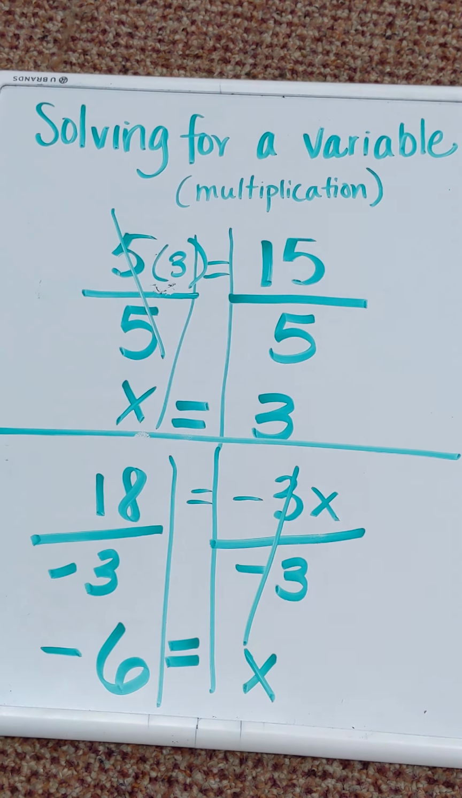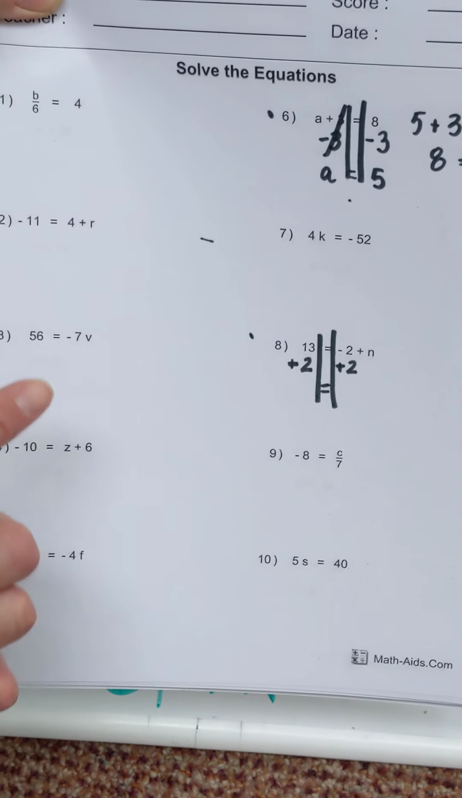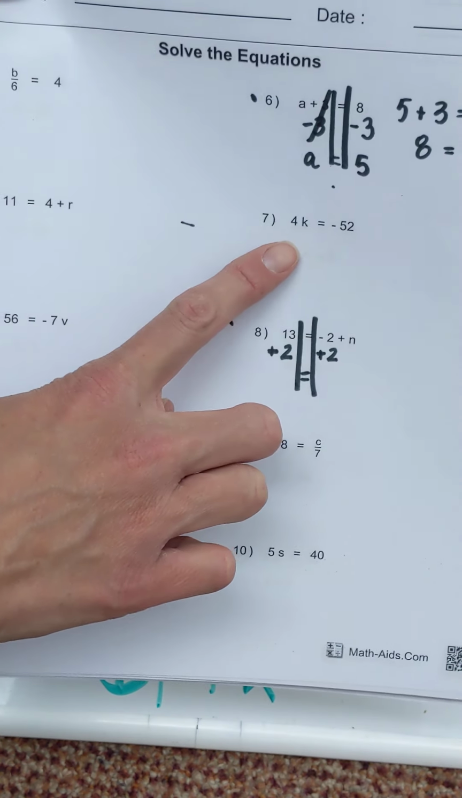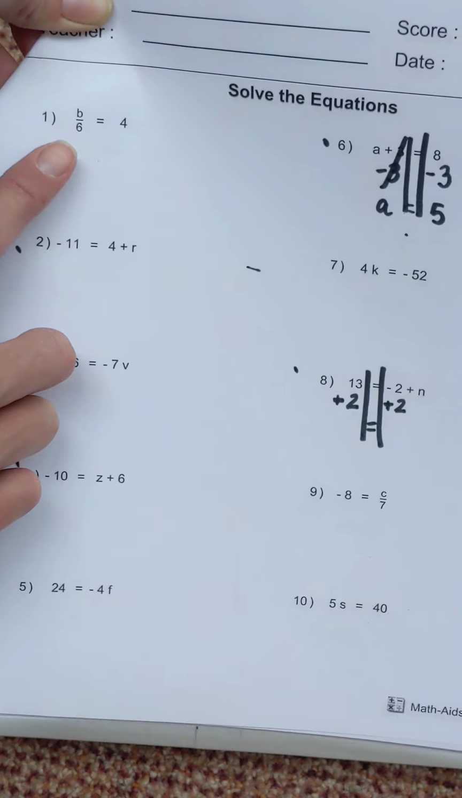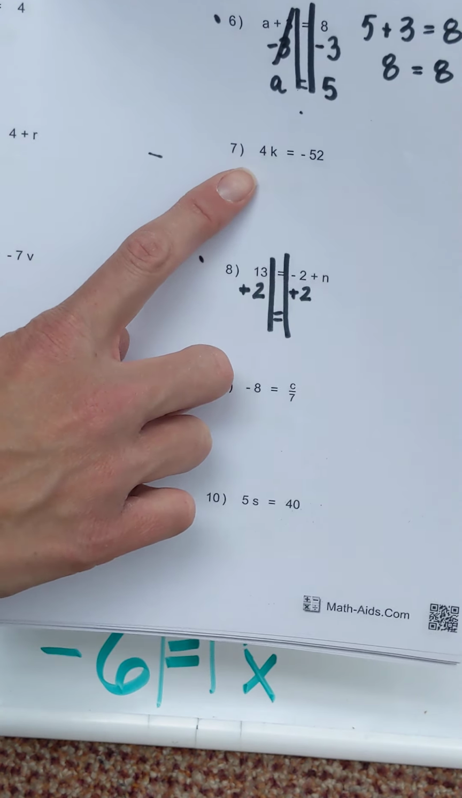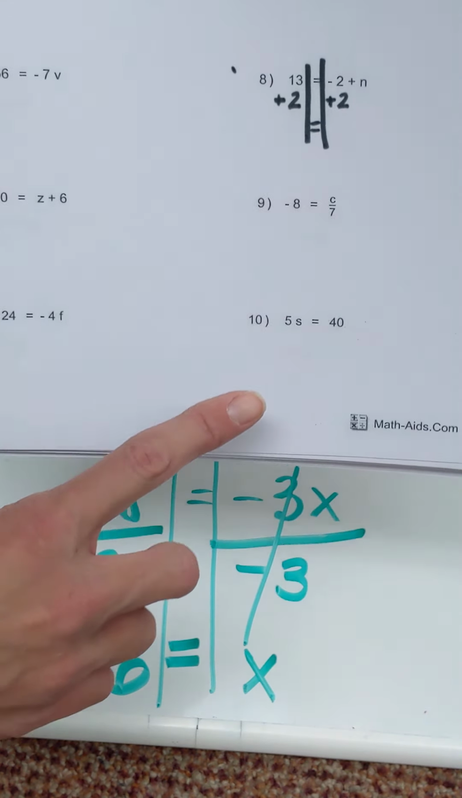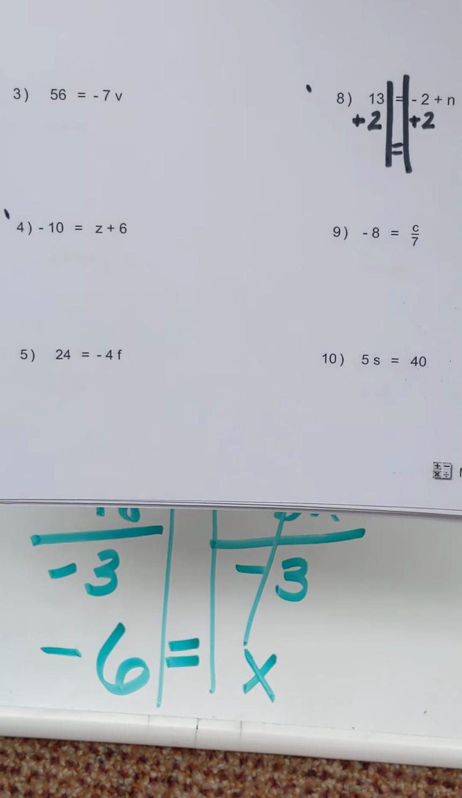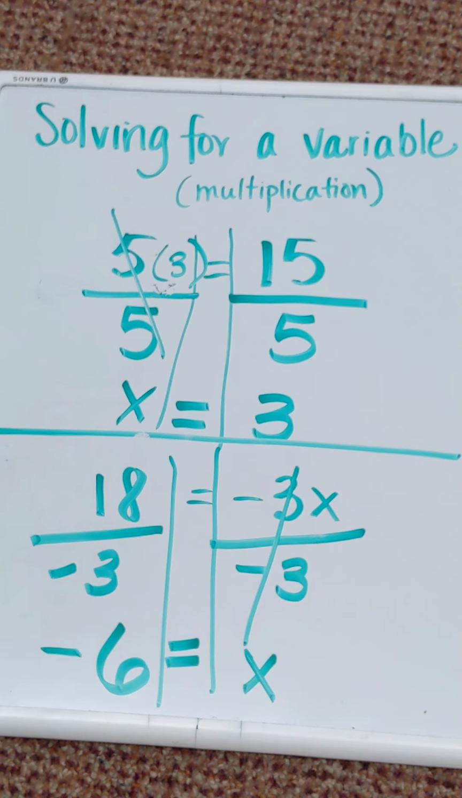So I would like you to go through and find any of your problems in your packet that have multiplication, which means it has it right next to it. So like that's a multiplication one. This is division. That's a little different. We'll talk about that next week. So let's just do the multiplication ones. So we have multiplication, multiplication, multiplication, multiplication. So anytime that the variable is right next to another number, those are the ones I'd like you to work on this week. Have fun!